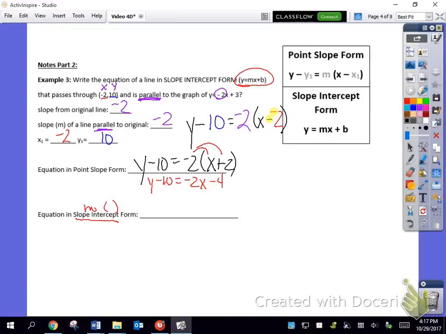And I want to get y by itself. So when I get y by itself, I need to move negative 10 to the other side, which becomes a plus 10. So y equals negative 2x, going to stay the same. And then in the calculator, I can say negative 4 plus 10. And that's going to be plus 6. So my answer is y equals negative 2x plus 6.